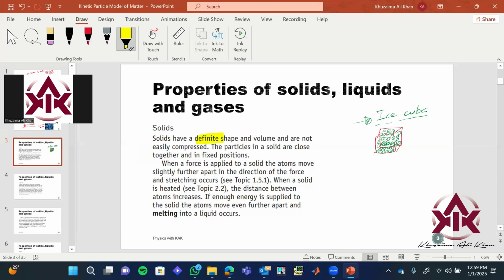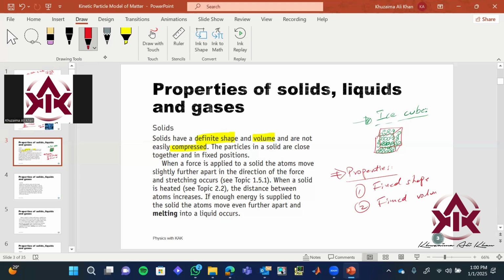So the solids have a fixed definite shape, they have fixed volume, and they're not compressible. So let me just write down the properties of solids. The properties of solids are as follows: they have fixed shape, and they have fixed volume. Why do they have fixed volume? Because the particles are pretty close together, they don't have enough space, so they cannot move away. They cannot move to and fro. So they are stuck together in a fixed shape, and if they have a fixed shape, they have a fixed volume.